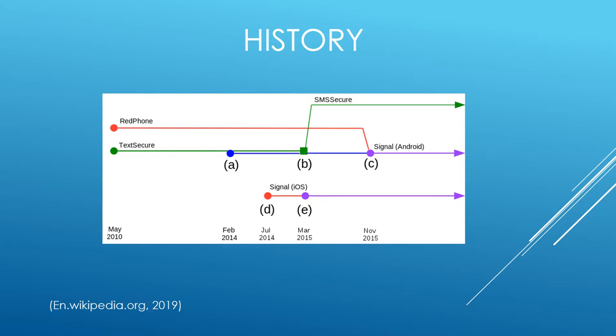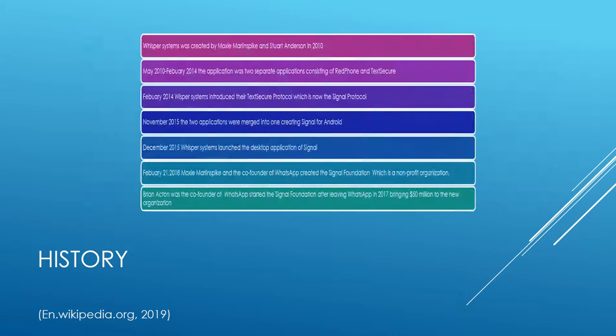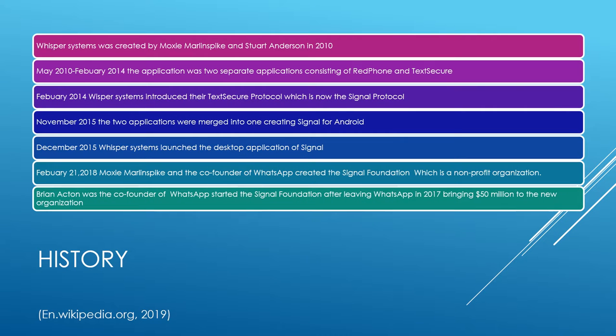This is a timeline of the history of the Signal app. It started off with Redphone, which is an encrypted voice calling app, and TextSecure, which is also an encrypted texting program in 2010. Whisper System was co-founded by Moxie Marlinspike and Stuart Anderson. The beta version of Redphone and TextSecure were first launched in May 2010 by Whisper System, which was later bought out by Twitter. Moxie left Twitter to create Open Whisper System as a collaborative open source project.